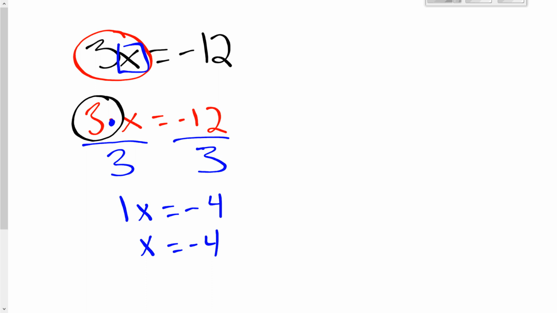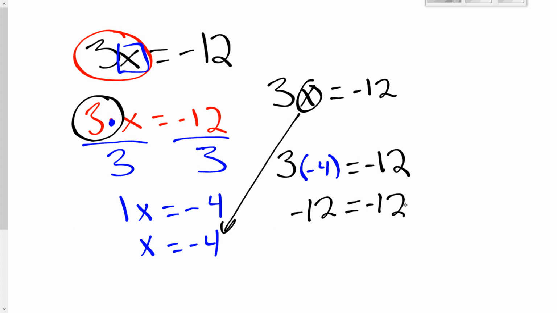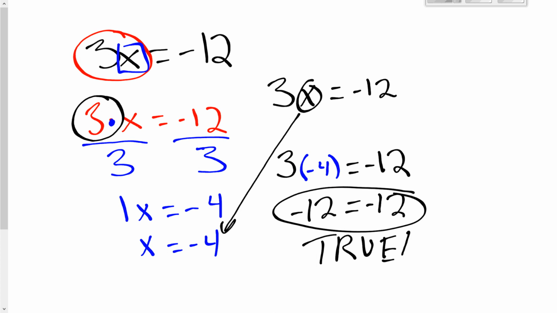But just to check our work really quick, our original equation was 3x equals negative 12. We are going to replace this x with negative 4 just to make sure our work has worked out. So I have 3, my x is going to be replaced with negative 4, equals negative 12. 3 times negative 4 is, yeah, negative 12. And we just have to ask ourselves, is this true? Yes, it is. So we have done our work correct.